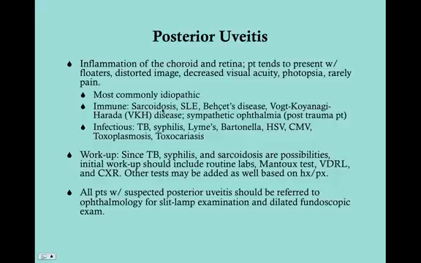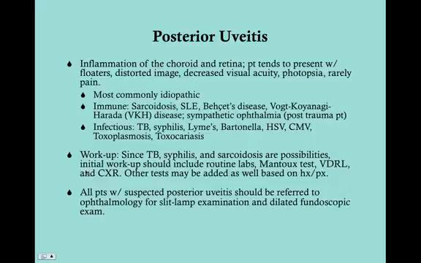Most commonly, this is idiopathic. However, you can have immune causes: sarcoidosis, lupus, Behçet's disease, something called VKH disease, which I'll go over in a little bit more detail on the next slide, and then sympathetic ophthalmia, which again I'll go over in a little bit more detail on the next slide. Infectious causes, basically anything that can cause retinitis. So TB, syphilis, Lyme's disease, Bartonella, HSV, CMV, toxoplasmosis, toxocariasis. All of these can cause retinitis. They can all also cause uveitis, posterior uveitis as well.